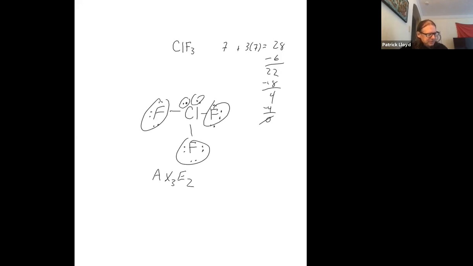That's kind of fun actually to do those, right? And then the question is, what is AX3E2? I think that's the one I told you was a T shape. They don't ask you for the shape here, but that's what it would be. Okay. And there you go.